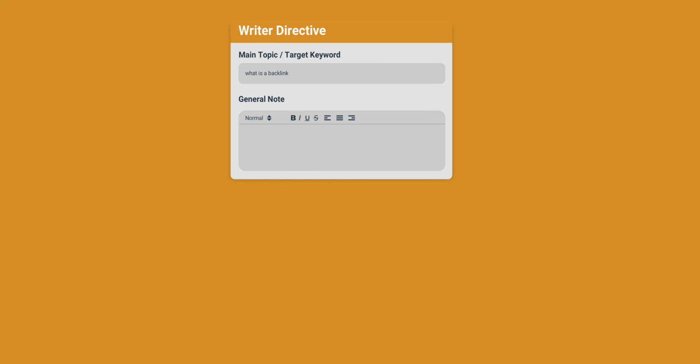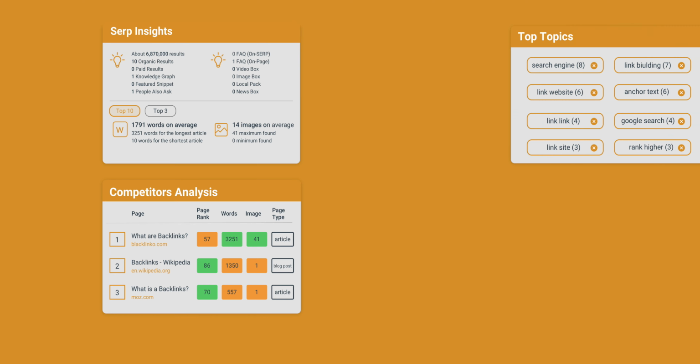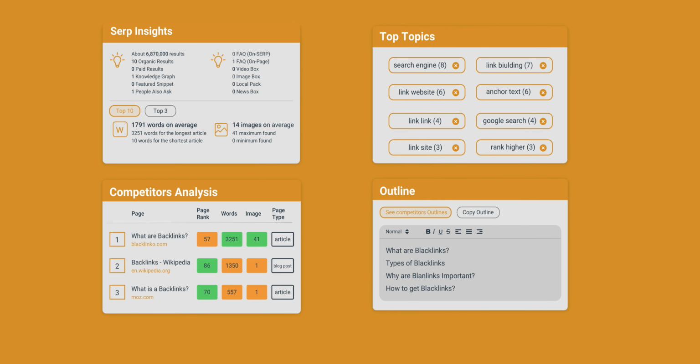We all have different ways of creating a content brief. Some of us like to have just a little information on the brief, like some writer directive and the content outline. Others prefer a comprehensive, very detailed content brief, including SERP analysis, competitor analysis, the most frequent topics, and of course the content outline. So as you can see, there are a lot of ways to create a content brief.